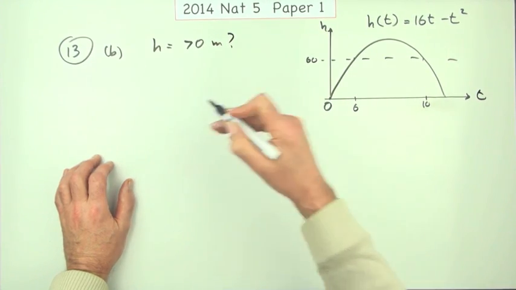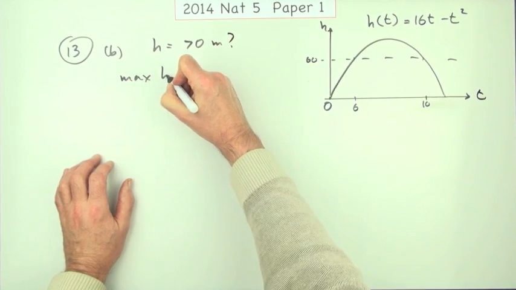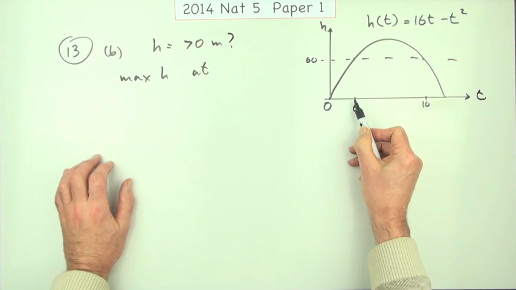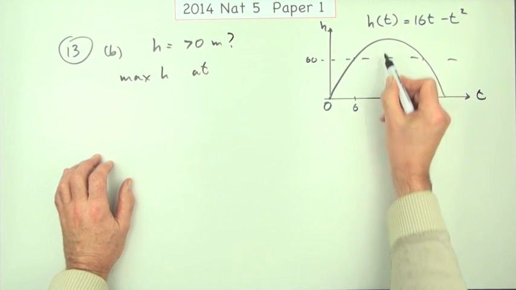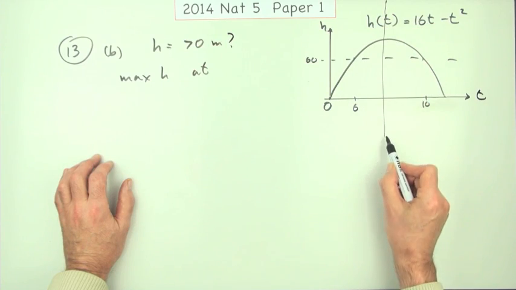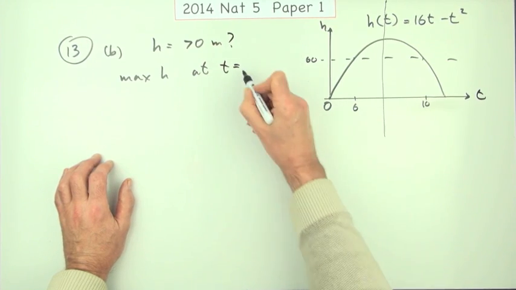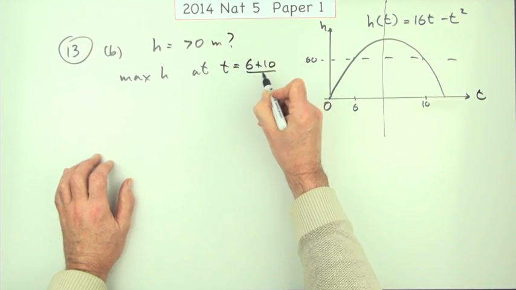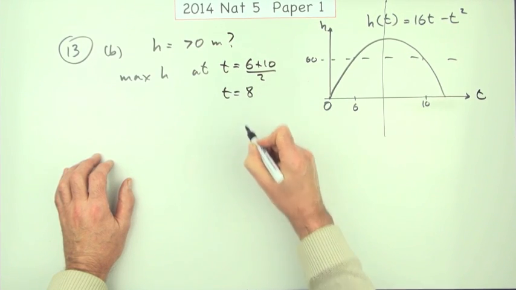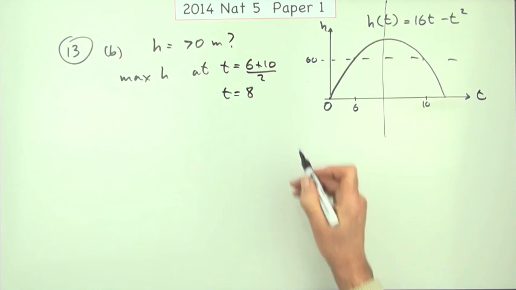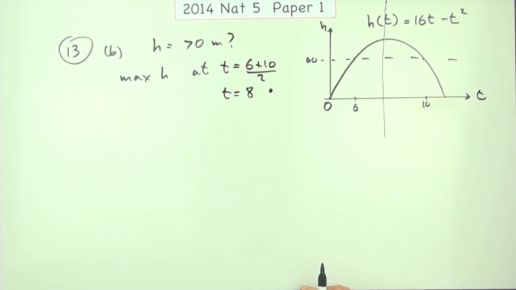But doing it properly, looking at the previous one, you'd have also had the answer 10. That means you know that the maximum height must happen exactly halfway between the 6 and the 10, because the parabola's got an axis of symmetry. So it must happen at t equals halfway between the two, and I could show the working, add them and halve them. It must happen at t equals 8. So that would be the first mark, knowing that the maximum height happens at 8.